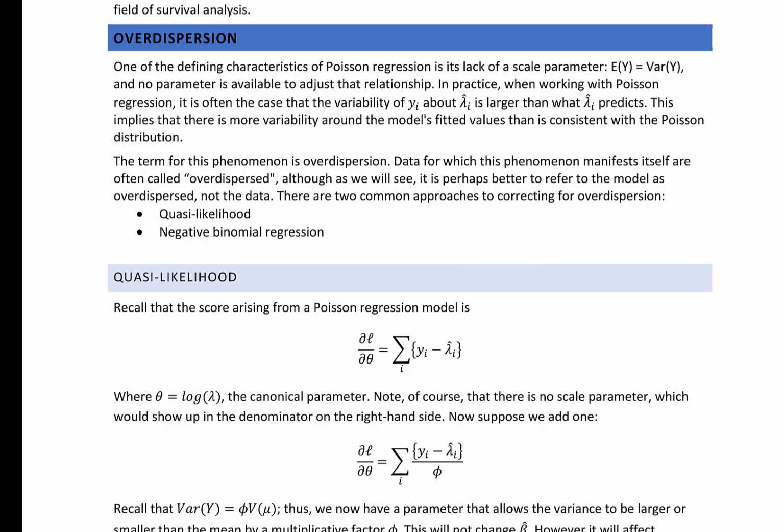This implies that there's more variability around the model's fitted values than is consistent with the Poisson distribution. This phenomenon is called overdispersion. Data for which this phenomenon manifests itself are often called overdispersed, although as we're going to see, it's probably better just to refer to the model as being overdispersed and not the actual data. There are two common approaches for correcting overdispersion: the quasi-likelihood approach and the negative binomial approach. We're going to briefly look at both of these.